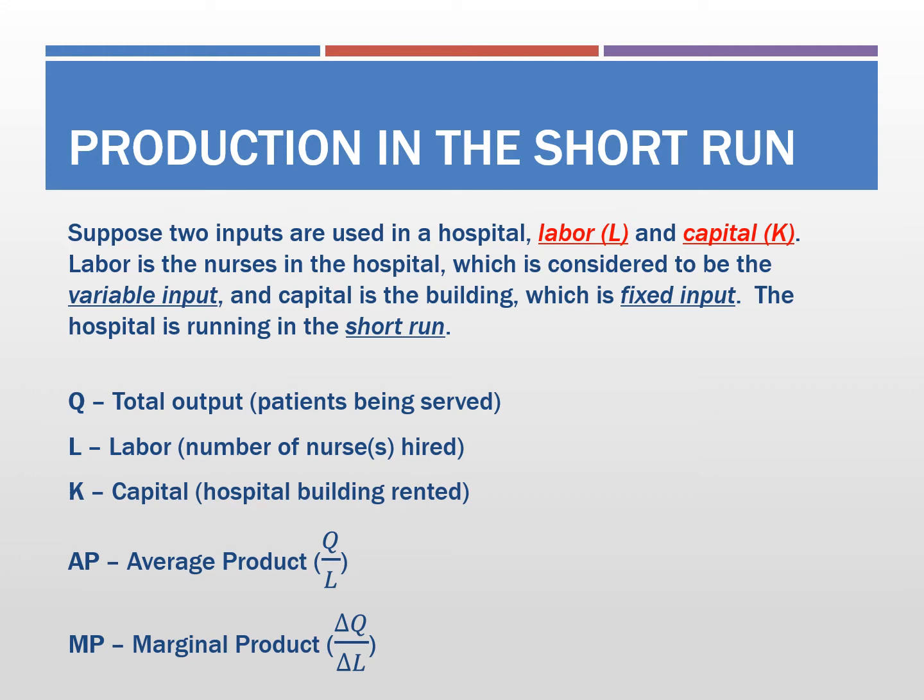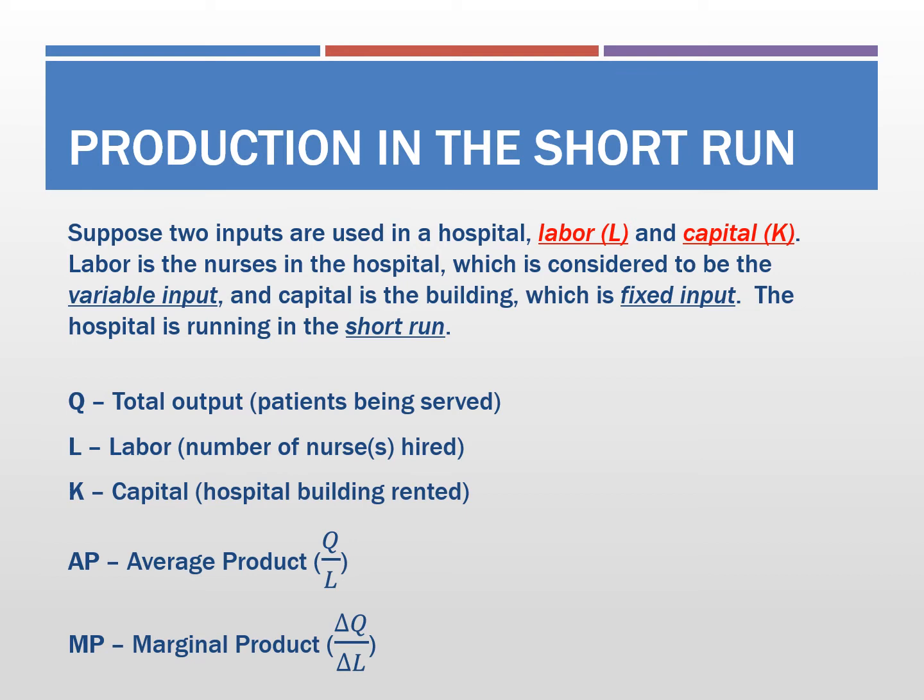Here we have some variables that we would like to use to define our metrics in the study. Number one, we have Q, which defines the total output of the firm, which is the total number of patients being served in the hospital. L refers to the total number of nurses hired in the hospital, which is the labor. And K refers to capital, which is the hospital buildings that the hospital company rents in the market.